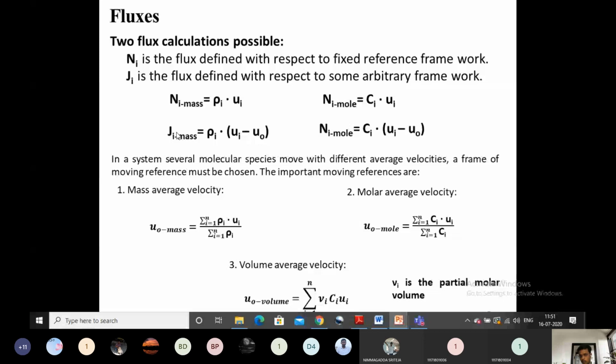Now we have to define this u naught. In a system there are many species, which are moving at their individual, respective velocities. Every time, we have to take some average velocity. When you assume that some fishes are moving in the control volume, each fish has its own velocity and moves with respect to its own speed. No two fishes will have the same speed; every fish has a different speed. Similarly, in mass transfer operations, every species, every component, will have its respective velocity.